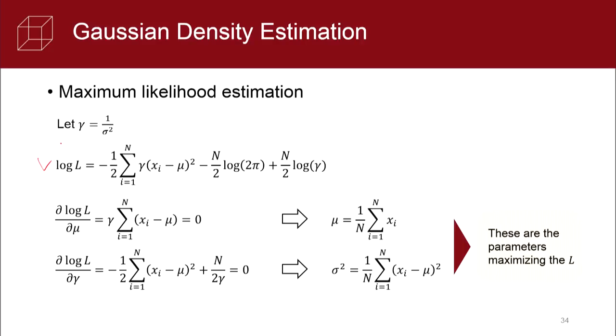Once we take the log transformation on the likelihood function, to identify the value maximizing this likelihood function, we take the partial derivative with respect to the parameters mu and gamma. Gamma is a function of sigma squared. What we get is that mu is the sample average of the xi's, and this is the sample variance. So these are the parameters that maximize the likelihood function. You can get closed-form solutions.